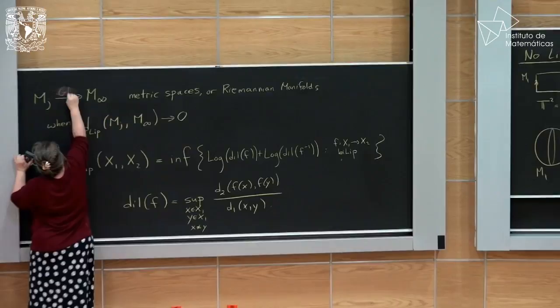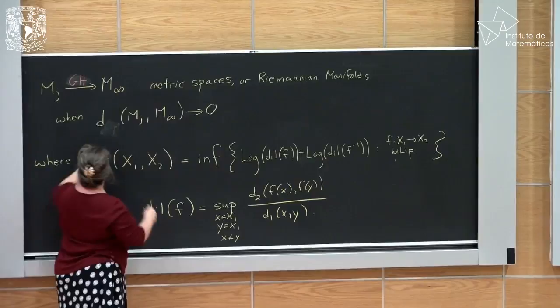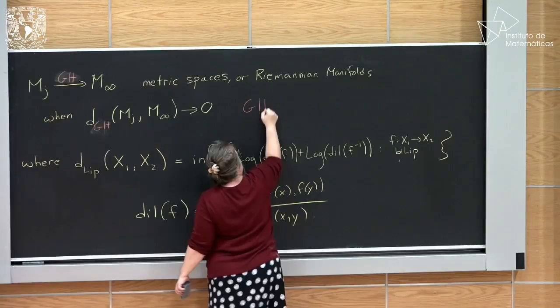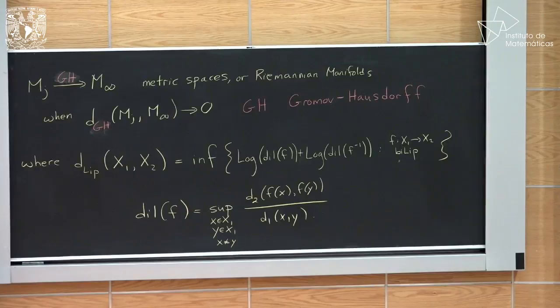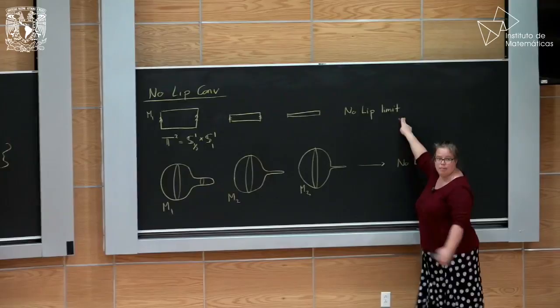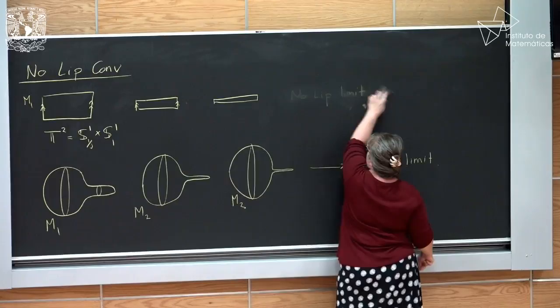So now we're going to talk about the Gromov-Hausdorff distance. GH is Gromov-Hausdorff. And then the idea with the Gromov-Hausdorff distance is we would like this sequence to have some limits. So we want this to have a limit, and we want this one to have a limit. And so what Gromov decided is, what would be the right limit for this?